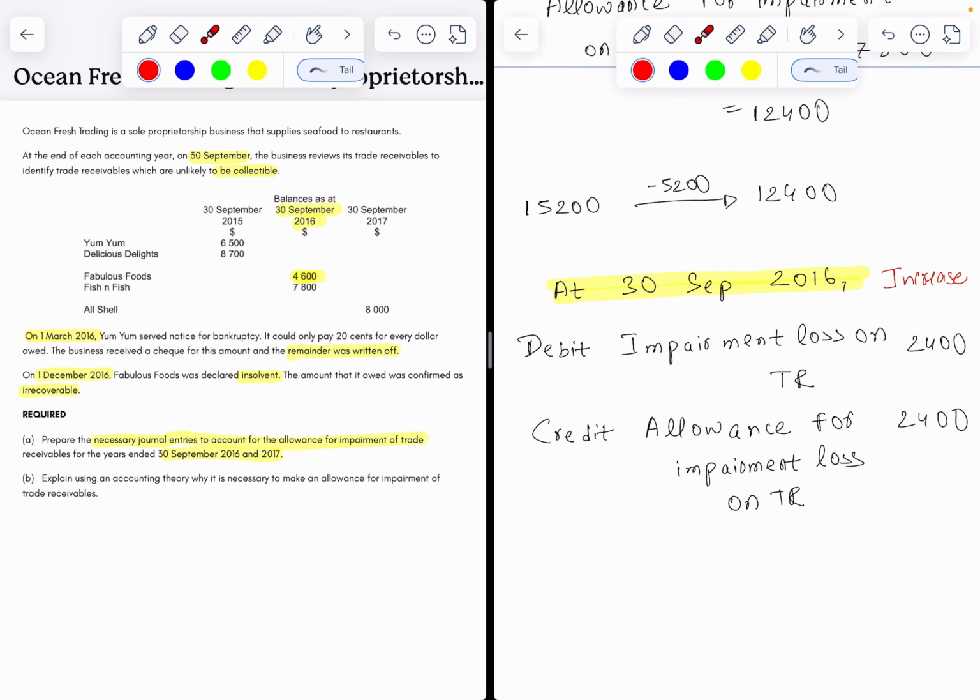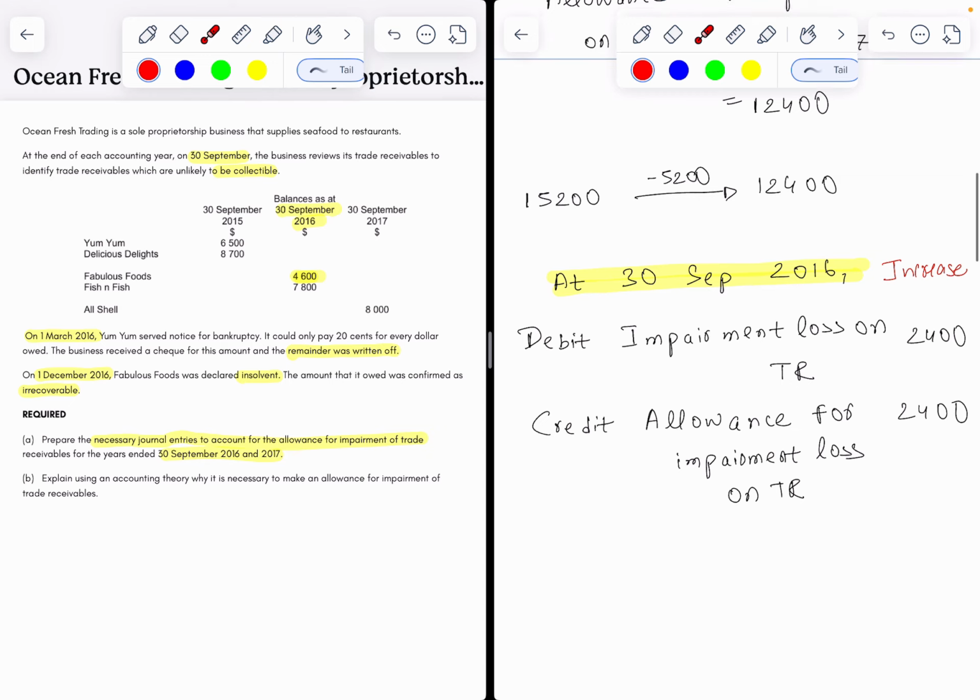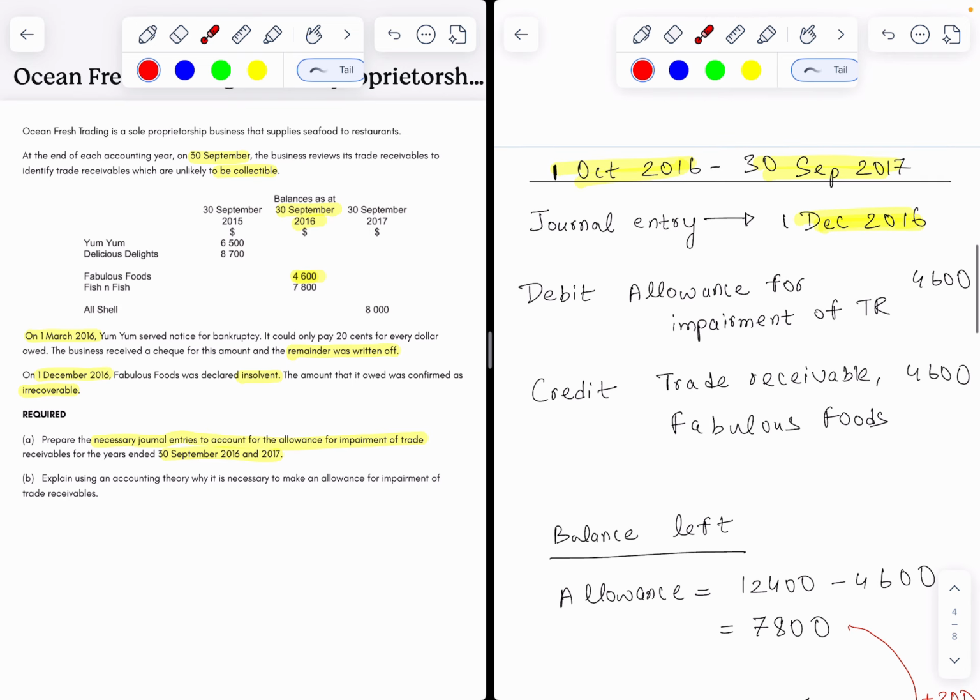Now that these guys have declared that they're insolvent and 100% confirmed that we won't receive any of the amount that they owed, what do we have to do? We have to reduce the allowance that we have already created before. So allowance for impairment is a contra asset account which, when increased, is credited. Now that it's decreasing, we have to debit it.